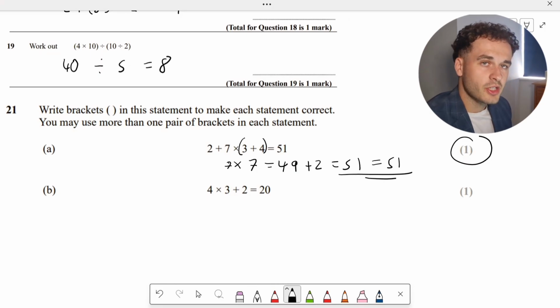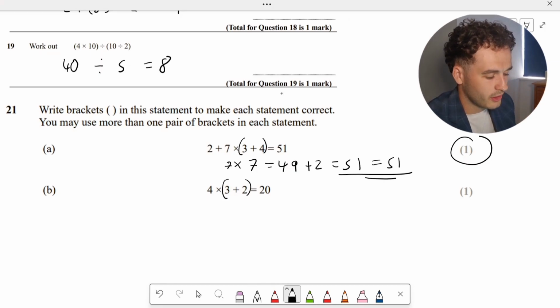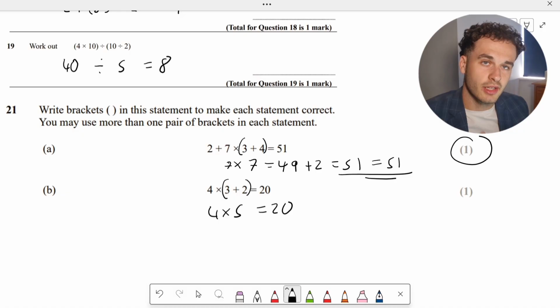Okay? And finally, 21b isn't too bad. We put the brackets around the 3 plus 2, because 3 plus 2 is 5, and 4 times 5 is 20. Now this statement is correct.